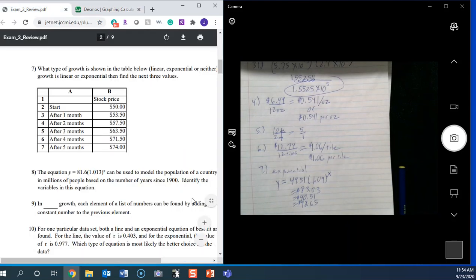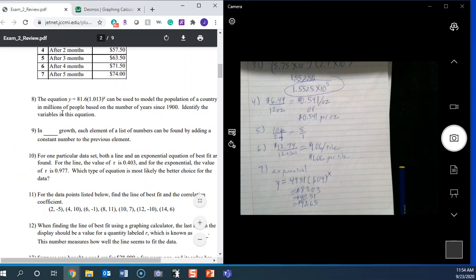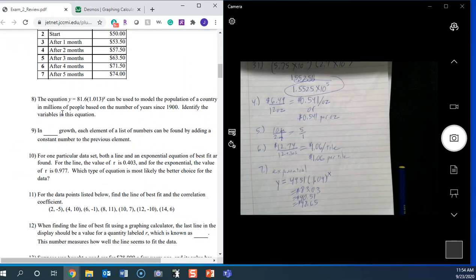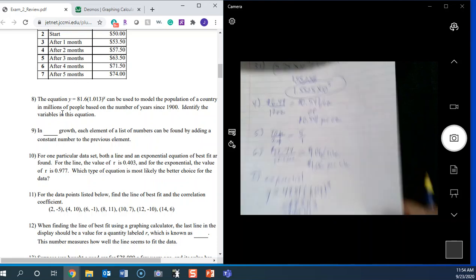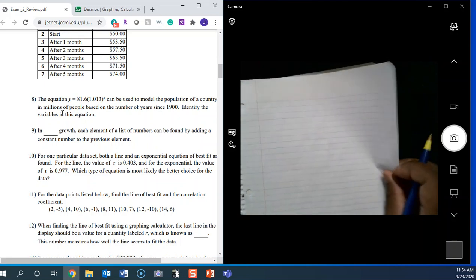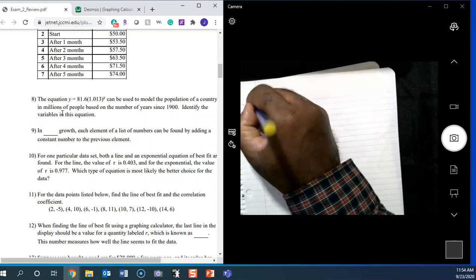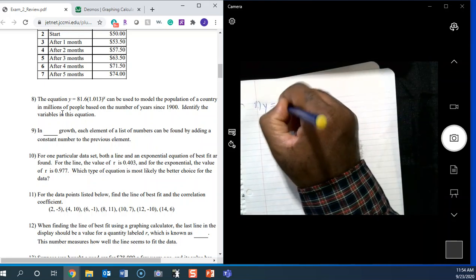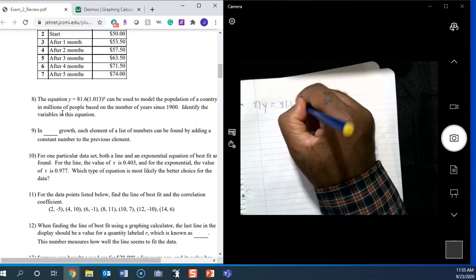Now, let's see. Number 8. It says the equation y equals 81.6 times 1.013 to the x can be used to model the population of a country in millions of people based on the number of years since 1900. Identify the variables in this equation. Now, this is really good. So, if you notice, this equation here is in exponential form.